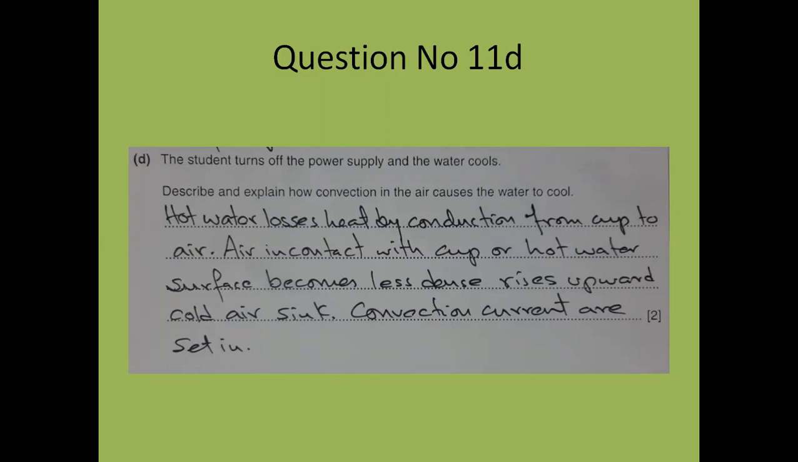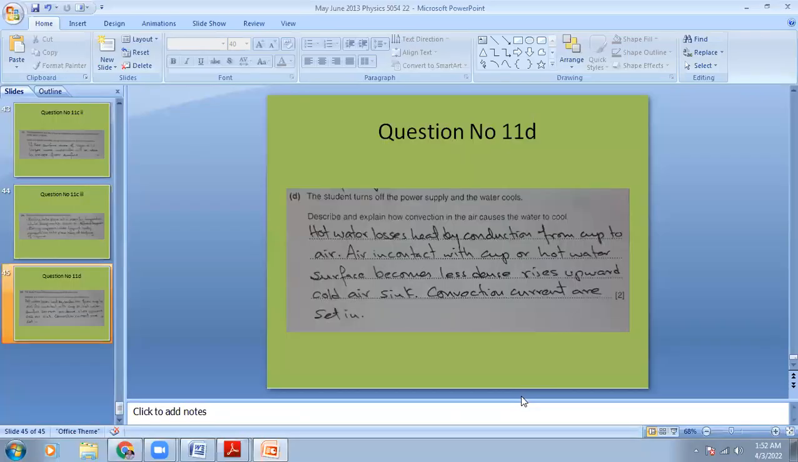This will set in convection currents, and by them the heat will be taken away from the water. Heat is also taken away by conduction through the cup and then into the air. Hot water loses heat by conduction from cup to air. Air in contact with the cup or hot water surface becomes less dense, rises upward, and cold air sinks, which is more dense, obviously. Convection currents are set in. So that was the last question.